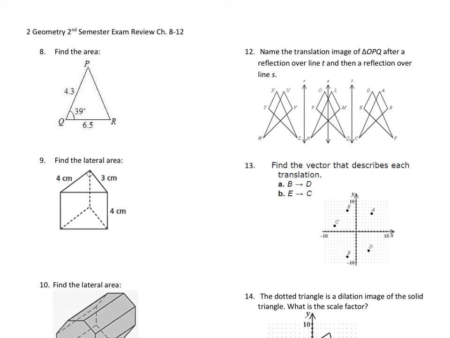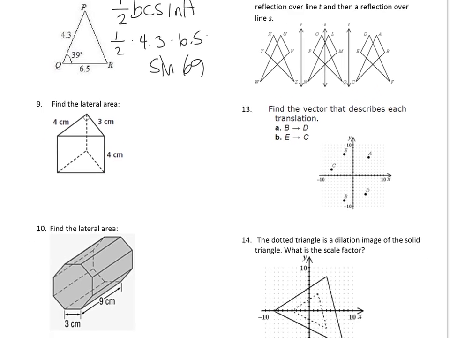Okay, find the area. So we have a triangle, so we could do 1/2 base times height, but I don't have a base and a height because there's not a 90 marked in here. So you're going to use the formula 1/2 bc sine of A. So it's 1/2 times 4.3 times 6.5 times the sine of 69. Put that in your calculator.